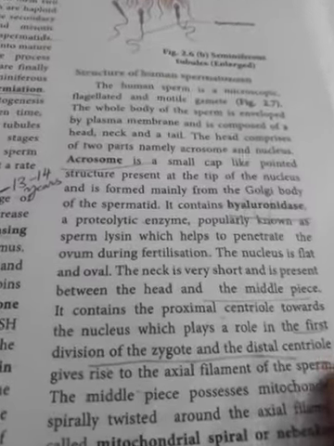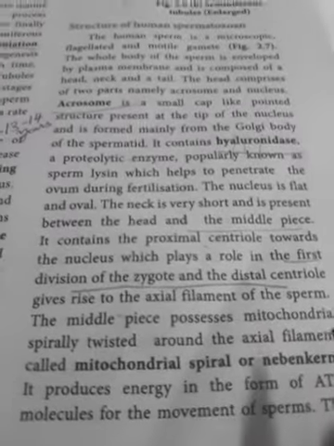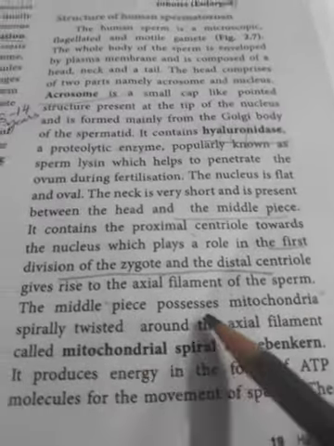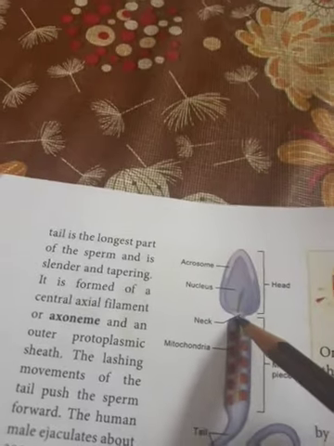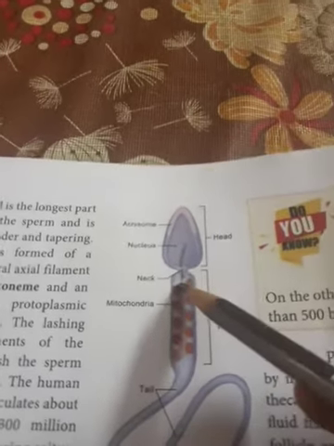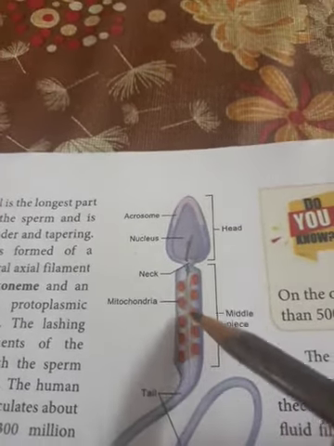And the distal centriole is present towards the middle piece. The distal centriole gives rise to the axial filament of the sperm, the main part of the middle piece and the tail of the sperm. The middle piece possesses mitochondria spirally twisted around the axial filament. So the distal centriole gives rise to the axial filament, a line-like structure.